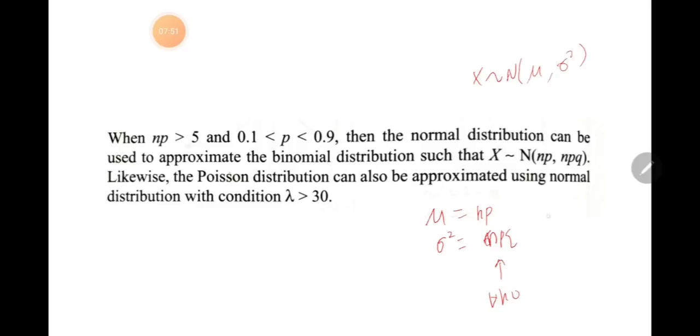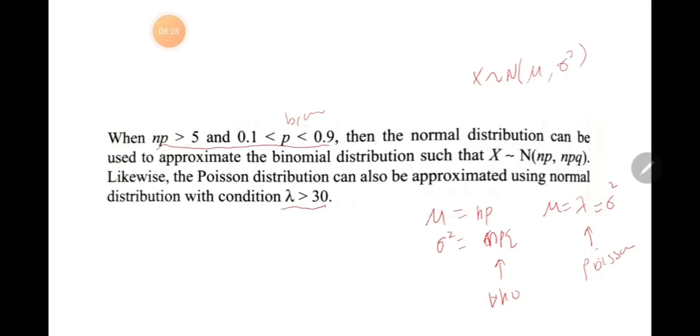For Poisson, your mean will be lambda, and likewise lambda will be equal to your variance. So this is when you have Poisson. That's how you get the parameters of the normal distribution from the binomial or Poisson distribution. It has to satisfy this condition for binomial, and for Poisson you need the condition of lambda greater than 30.